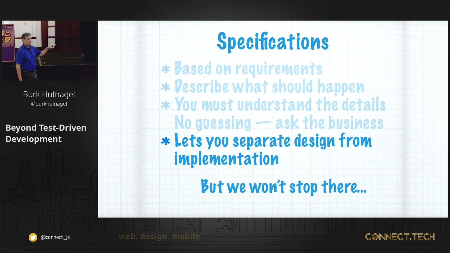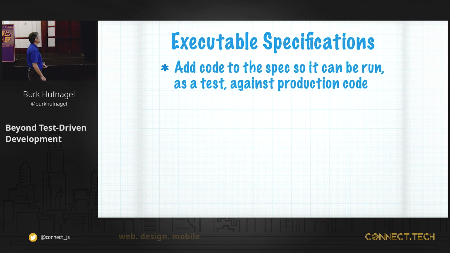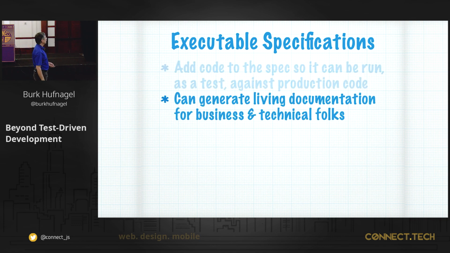But we don't stop with just that piece, because what we want to do is have what are called executable specifications. This is where we take the text, the descriptions, and marry that with code, right? So if you've used any of the test frameworks, they'll have a place where there's something like describe and then a string. If you put your specifications in there, then you get this cool thing called an executable specification. They can generate living documentation.